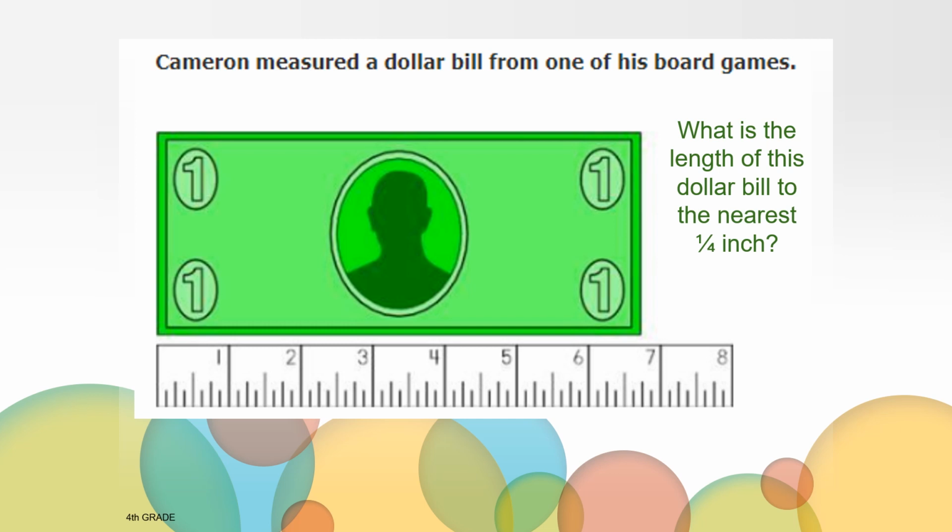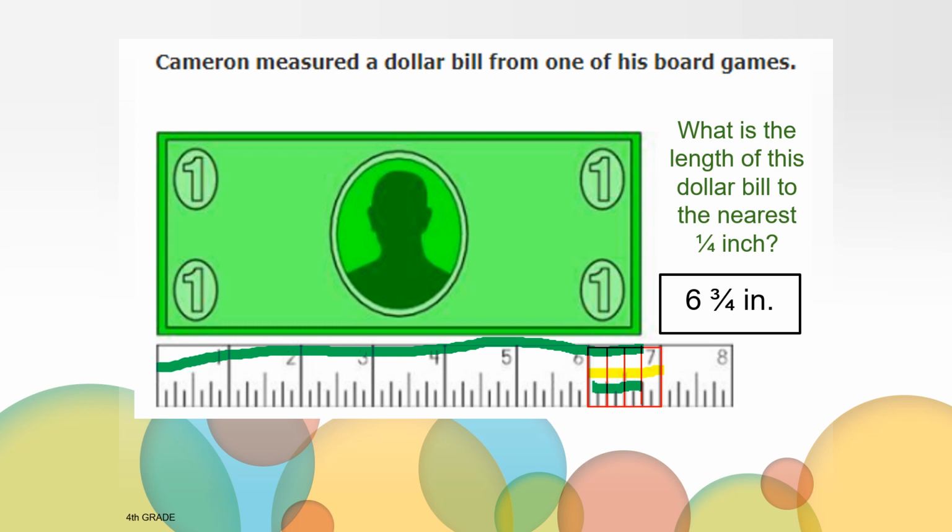But I want to know the exact measurement of the dollar bill. Let's use the ruler to get an exact measurement. If we divide the inch between 6 and 7 into 4 equal parts, I can see that the dollar bill falls on the first 3 of those 4 parts, or 3/4 of that inch. So therefore, the length of the dollar bill is all the whole inches plus 3/4 more. The length of the dollar bill is 6 3/4 inches.